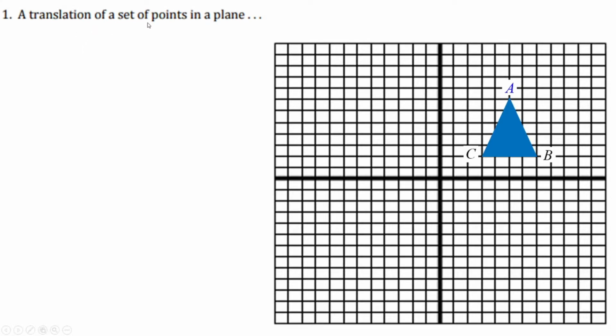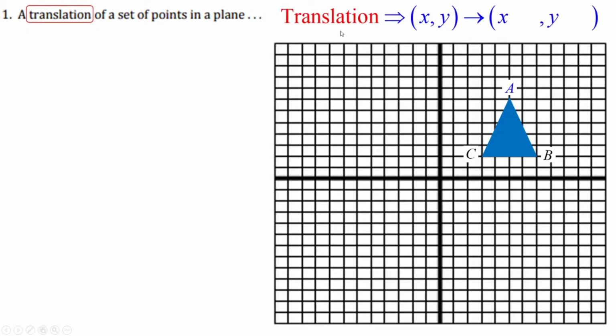Okay, so let's say we have a pre-image triangle ABC right here, and we want to translate that in the plane. Okay, what do we know? A translation. All right, well, here's our official notation right here. And we have to do something to every x and something to every y. So in general, we could do something like this: x plus some number h and y plus some number k. So there's your general notation for any translation right there.